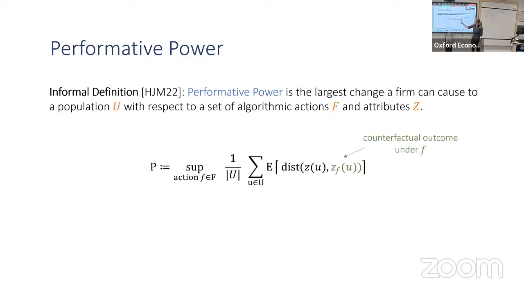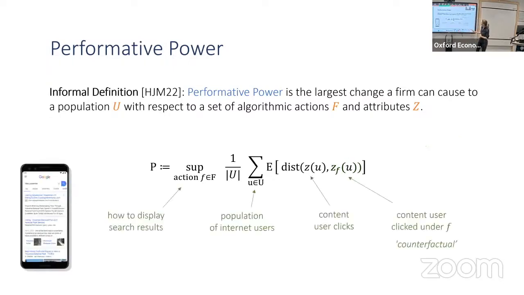So here's a formal definition. I don't want to go into too much detail here because that's not the main point I want to make, but performative power is defined as the supremum over a set of actions, on average over a population, of the distance between c and c_f. Think of c as an individual data point and c_f as the counterfactual if the firm were to change their model to f. So what people click on, or I think I have it. Yeah, here. So let's think of Google. That's their decisions of how to display ads. That's a population of interest. The content they click on, and the content they will click on under the counterfactual. It's very abstract so far.